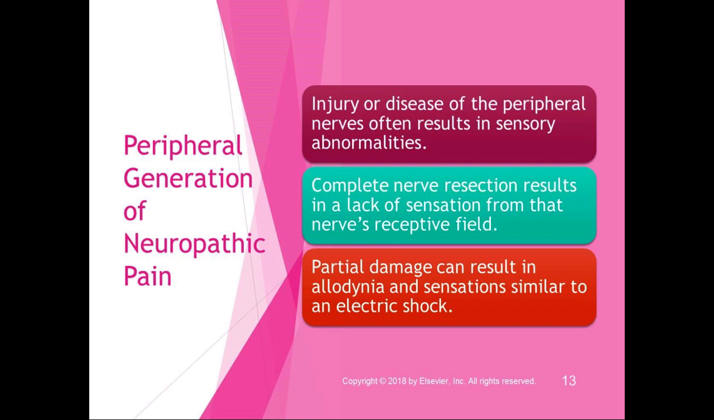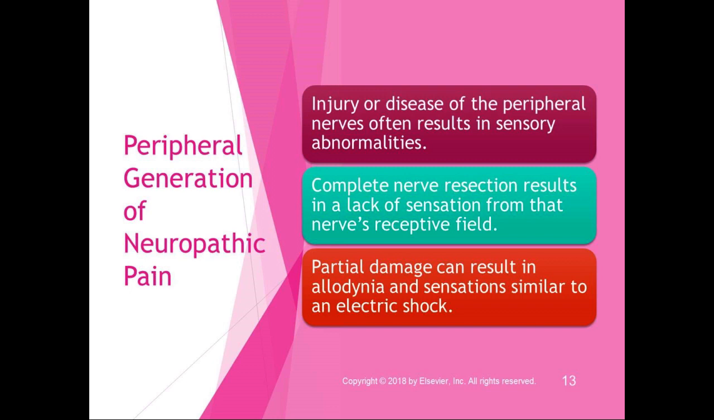Injury or disease in peripheral nerves often results in sensory abnormalities. A complete nerve resection results in the lack of sensation from that nerve's receptive field. A good example of this is orthopedic surgery, like a knee replacement. Most people lack sensation lateral to the knee replacement incision. They lack light touch sensation because that nerve was resected.